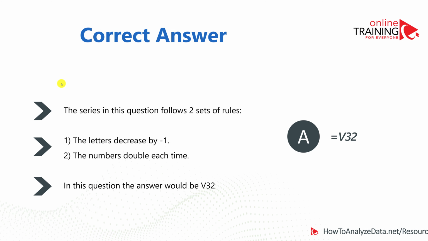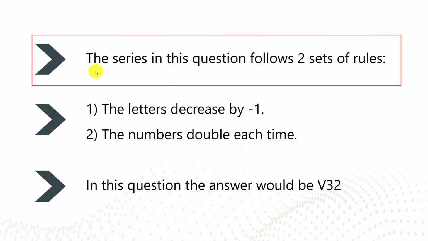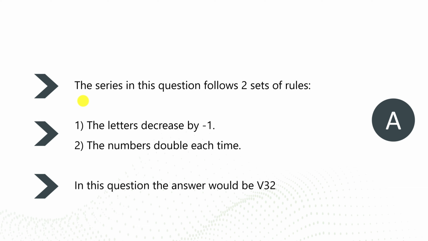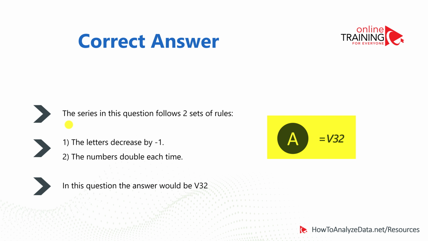Let's recap. To answer this question, you need to follow two patterns. One pattern for the letters and a second pattern for the numbers. The letters decrease by 1 and the numbers double each time. So the correct answer here is V32. Hopefully you've got this one right.